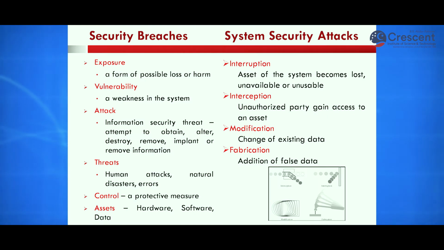The third security attack is called modification. It means that a hacker is changing the existing data. The fourth one is fabrication. Say for example, person A is sending data to person B. Here person A and person B are authorized users. They are sending the true data to person B. But the hacker gets the data through the communication channel, adds false data, and sends the false data to person B. So this process is called fabrication. Overall, there are four system security attacks: interruption, interception, modification, and fabrication.